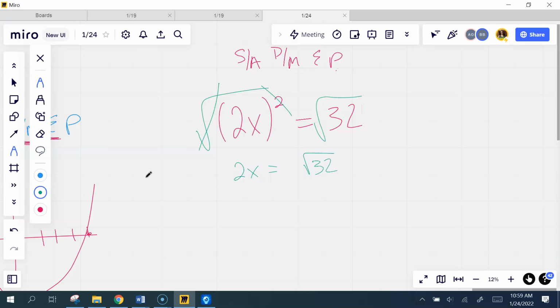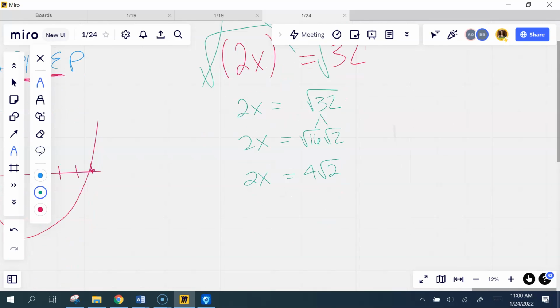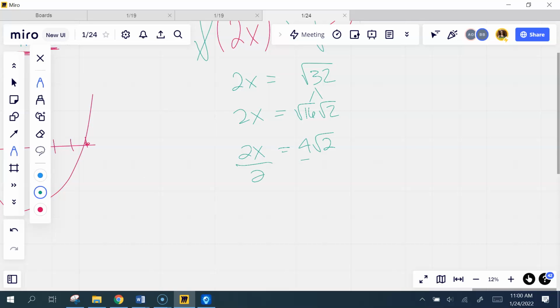But wait, the square root of 32. Can I simplify that? That's absolutely right. Good job. The square root of 16 and the square root of 2. What's the square root of 16? So I've got 4 root 2. Now what? Divide by 2. I generally hold off till the end to do my plus or minus and just throw it in front of the problem when I'm done.